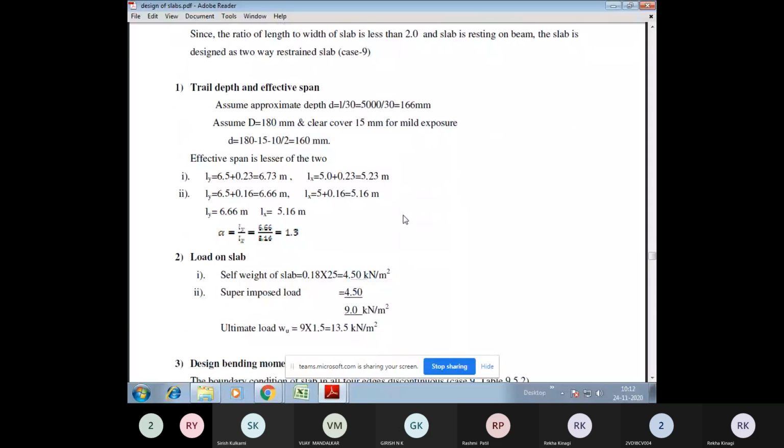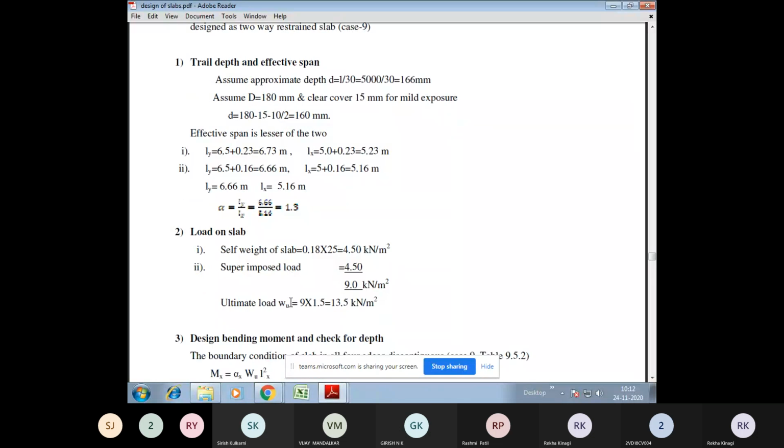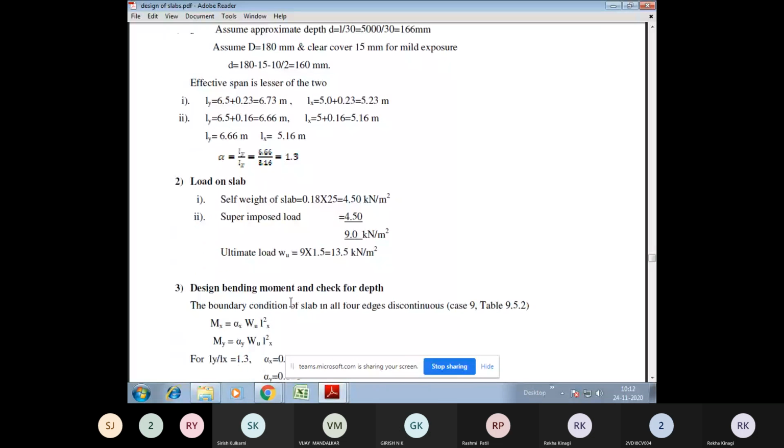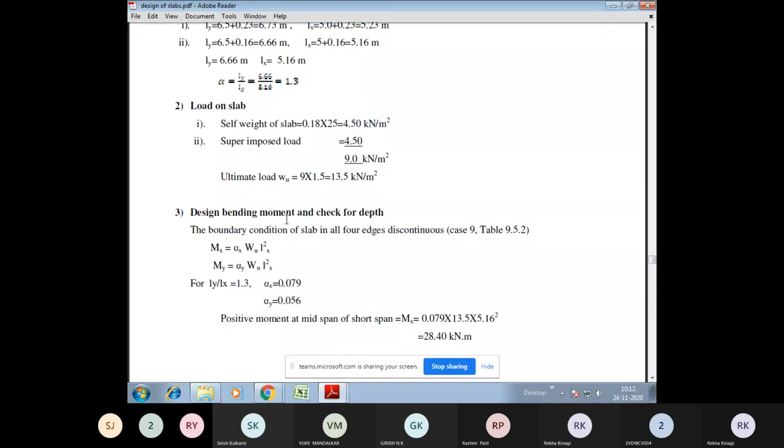Then we have also calculated the ratio of Ly by Lx so that we can calculate the alpha x and alpha y values. Then we have calculated the loads acting on the slab, that is self weight, live load, and in turn we have calculated the ultimate load. And next thing is we have calculated the design bending moment and the design shear force.